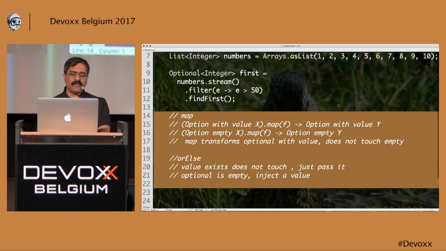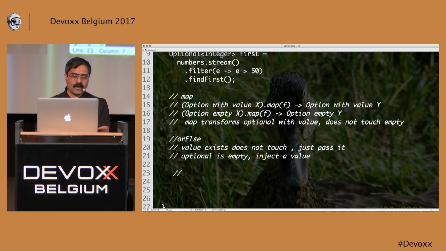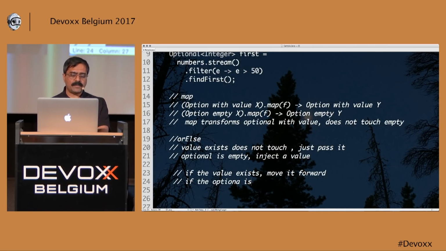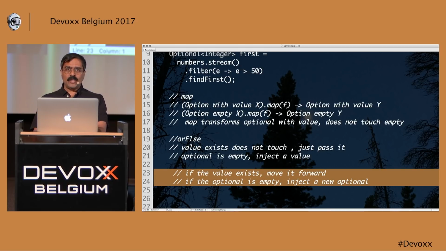But on the other hand, what if I really want to do the following? If the value exists, move it forward. If the optional is empty, what do I want to do? Inject a new optional. Here's a way to think about it. Map injects a new optional when the value exists and doesn't do anything if it's empty. In this case, you want kind of the opposite. If the value exists, just move it forward. If the value doesn't exist, inject a new optional into my hierarchy.